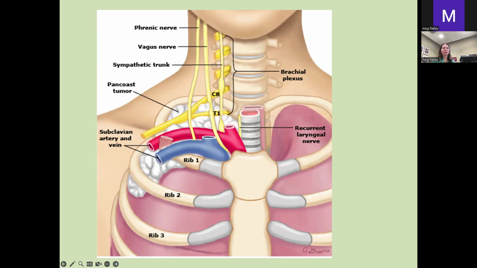What was I going to say about this slide? Oh, so what is another presentation that you can look for with Pancoast tumor? Yeah, so what's Horner syndrome? Yep. Ipsilateral miosis, ptosis, and anhidrosis, right? So droopy eyelid, constricted pupil, and lack of sweating on that side. And it's ipsilateral. Good.